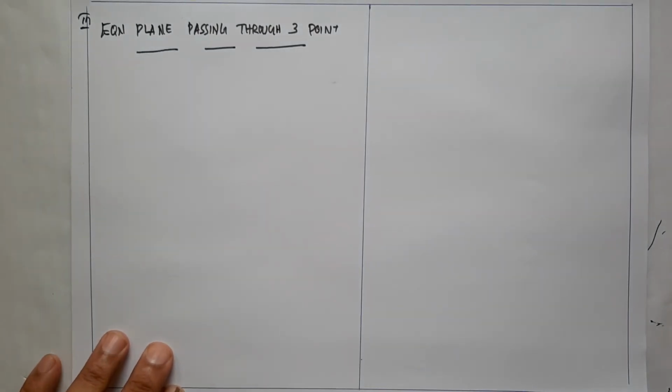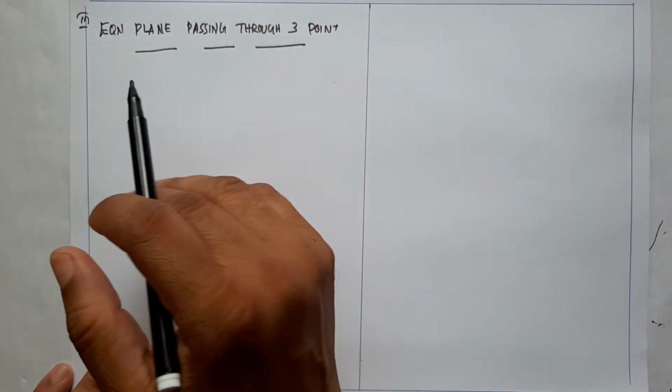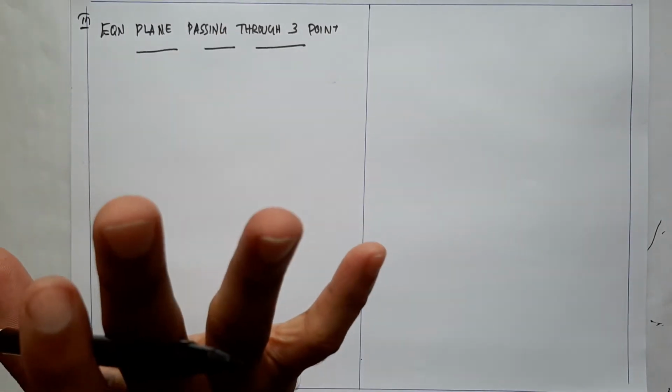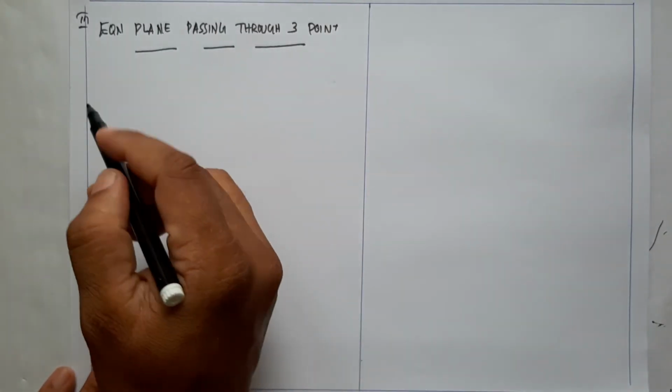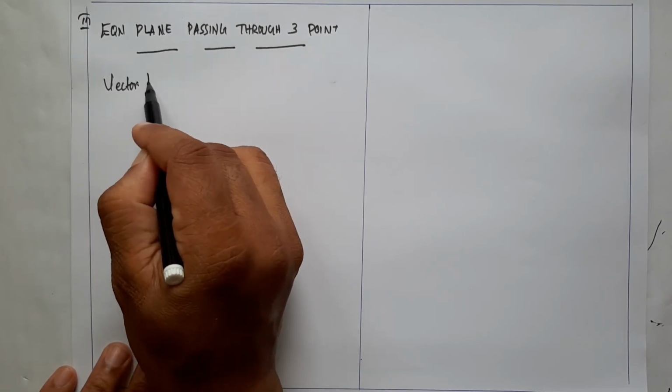Here we have both the vector form and the Cartesian form. You only need to remember the Cartesian form by heart.